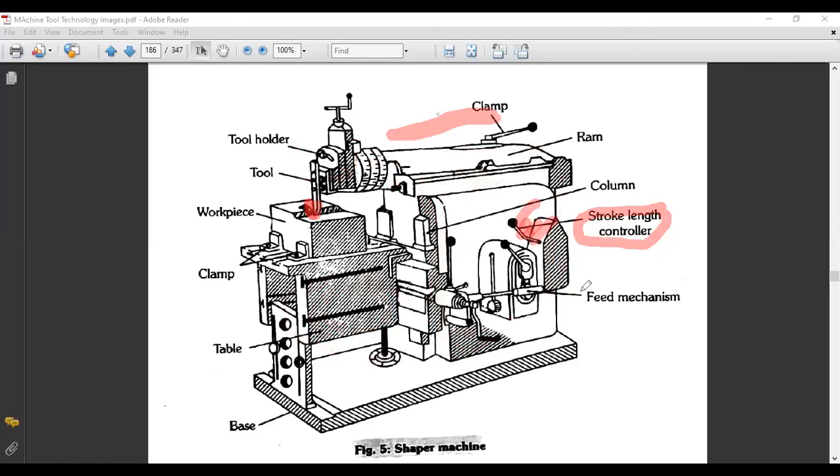And then there is the feed mechanism. You can see there is a feed mechanism, and this feed mechanism generally allows feed to the workpiece. That means the workpiece gets moved in the direction of the tool. Like this, it is clear at the time. The ram position is always down.